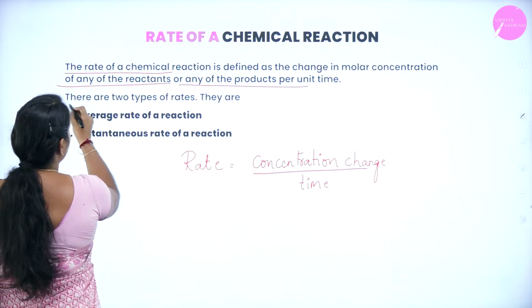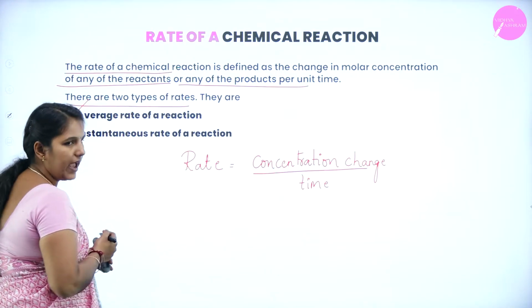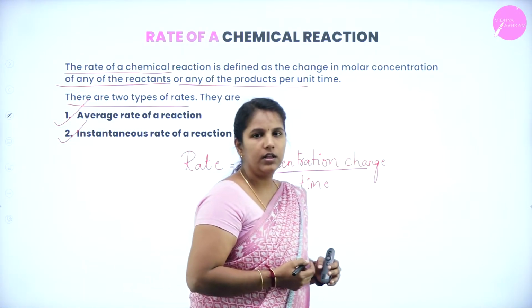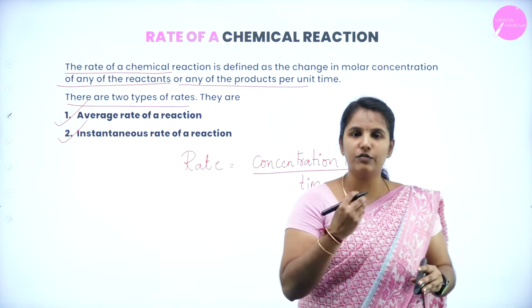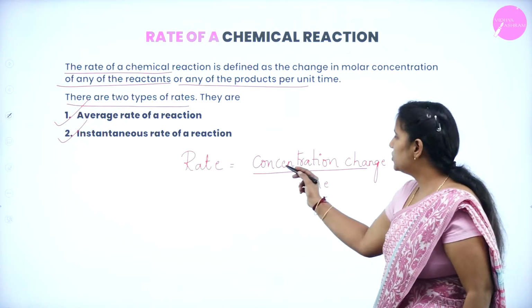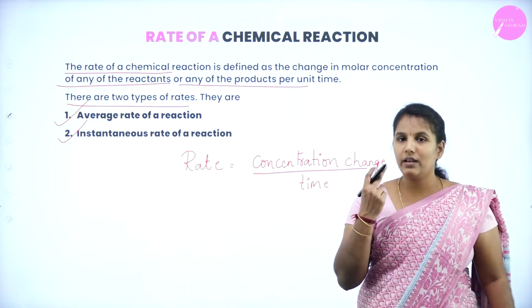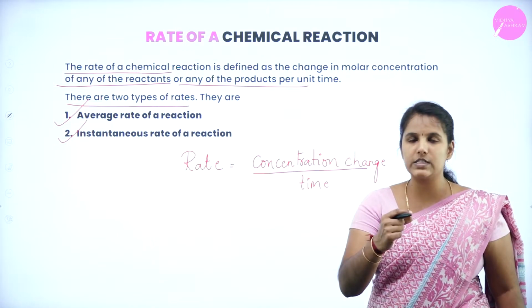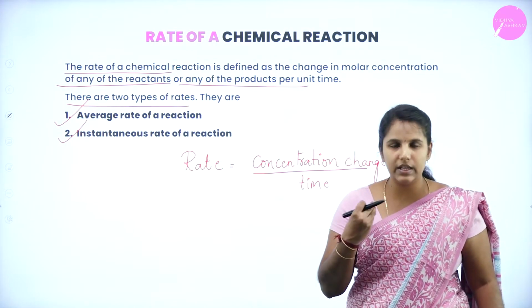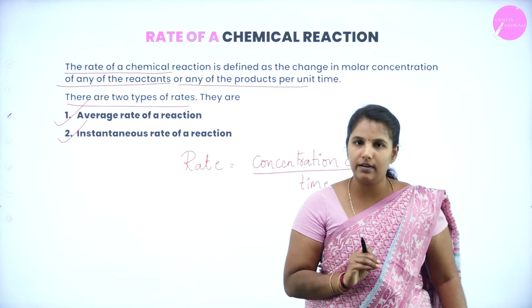And there are 2 types of rate of reaction. The first one is the average rate of a reaction and the second is the instantaneous rate of the reaction. So, remember, now you have understood what the rate of the reaction is. Always the rate of the reaction can be obtained by the change in concentration of the reactant and the product divided by time. The first one is the average rate of the reaction and the second one is the instantaneous rate of the reaction. First, we will understand what is the average rate of the reaction.